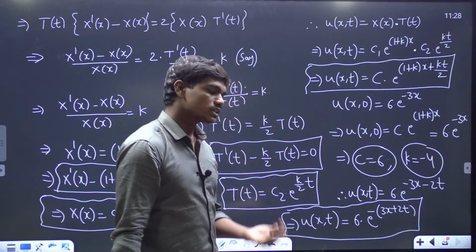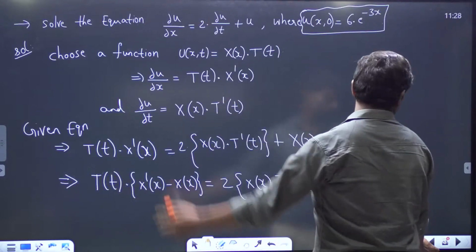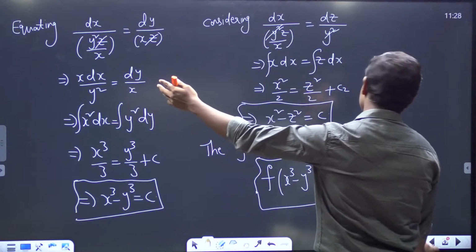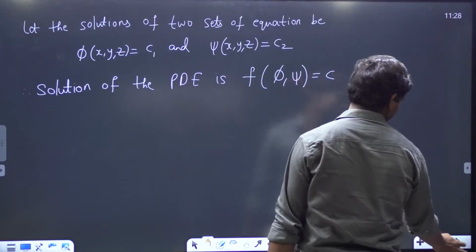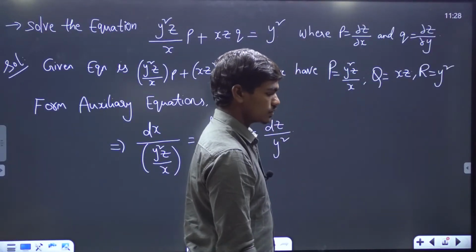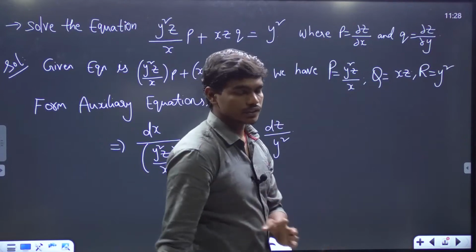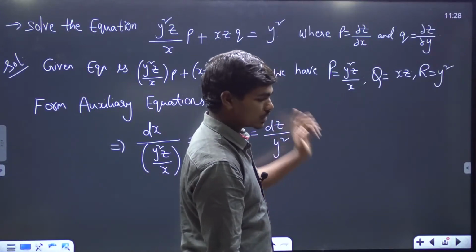If you have 3 variables but still first order, then you can always go for this method. Okay, the method of solving first order linear equations. Monica, you understood now? As long as the equation is first order and you have functions of x, y, z, then you can always go for this particular methodology.